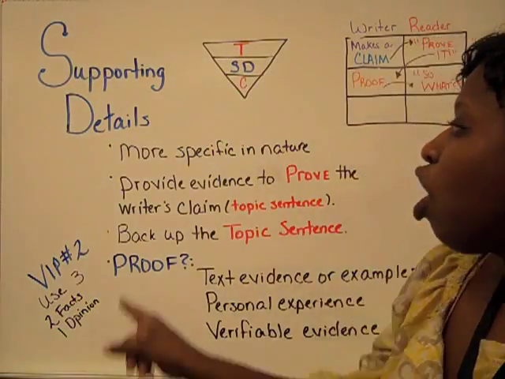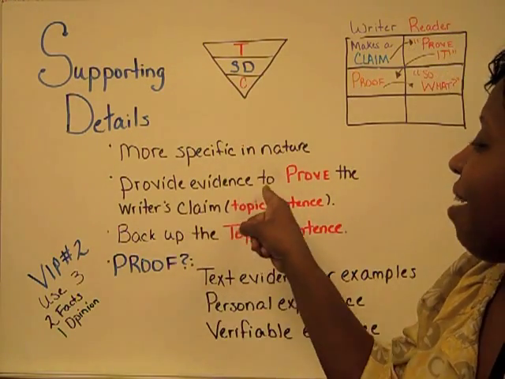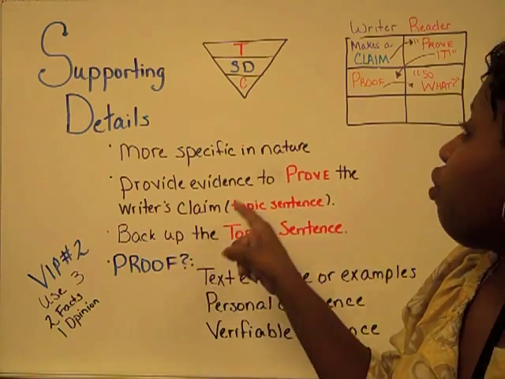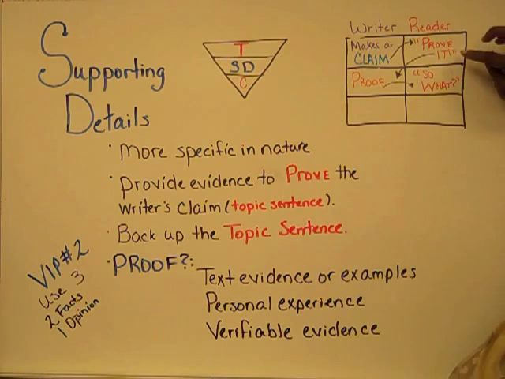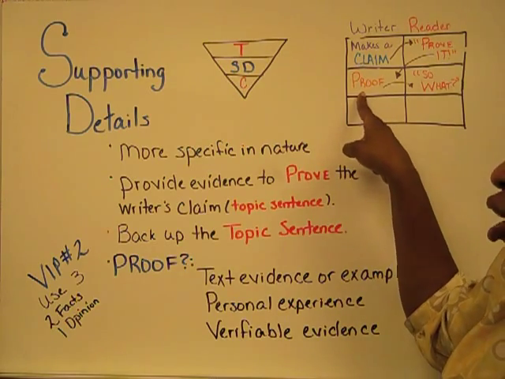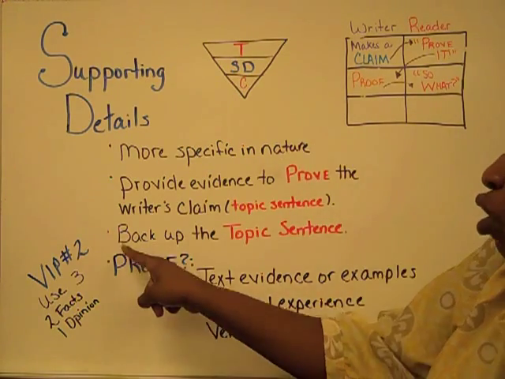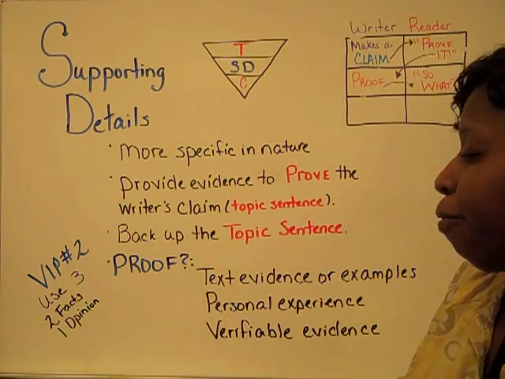Supporting details are more specific in nature. They provide the evidence to prove the writer's claim. So the reader has asked the writer to prove it. So now the writer has to provide proof. Proof that's going to back up the topic sentence. So what is that proof?